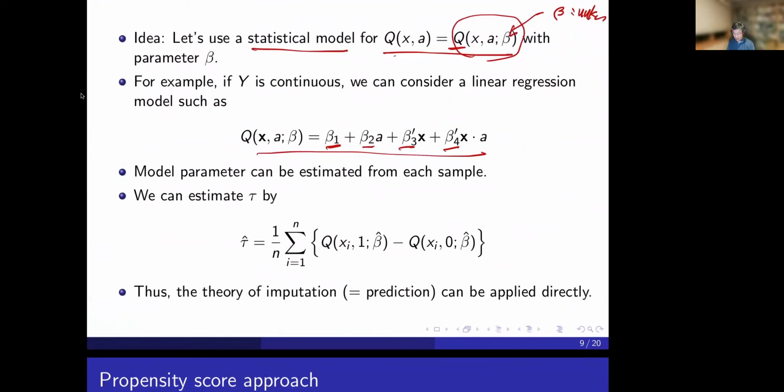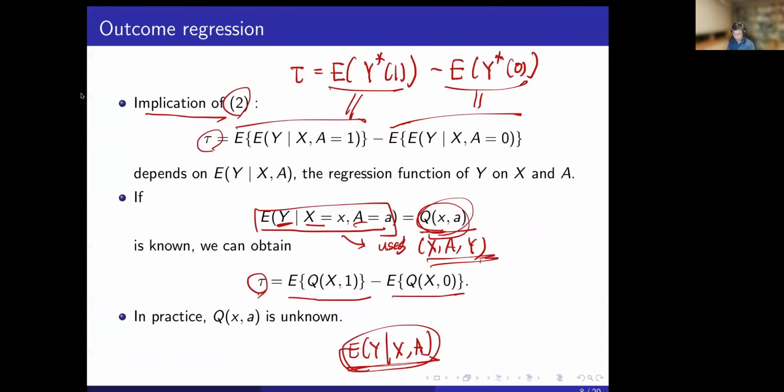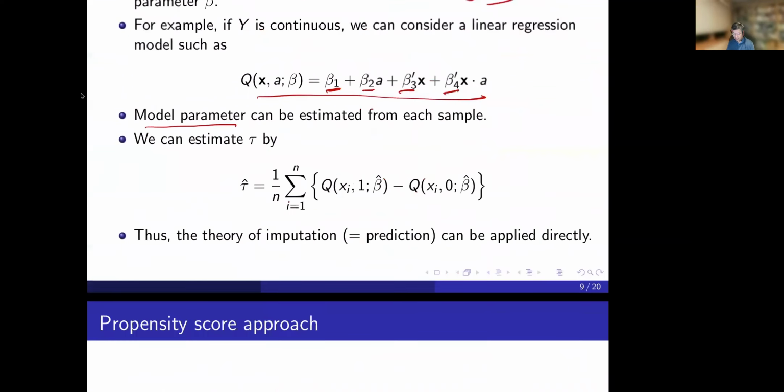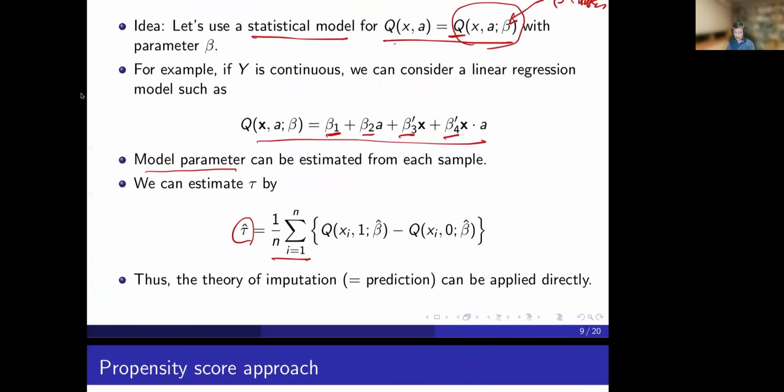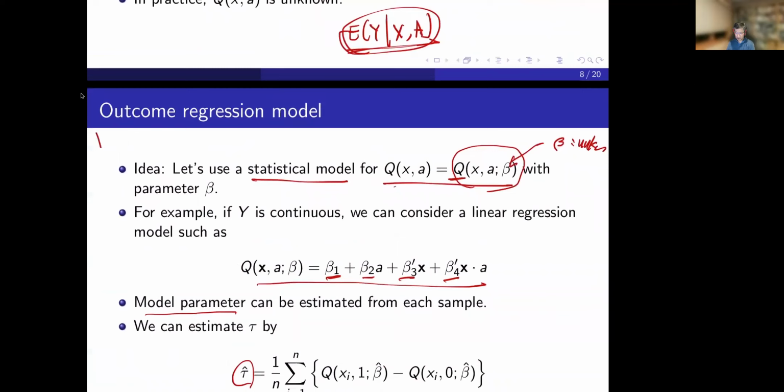And then once the model parameters are estimated, we want to utilize this relationship to replace the original expectation by the sample mean, right? So the sample mean, and that is the tau hat. Okay, so that's basically the first approach using the outcome regression model.